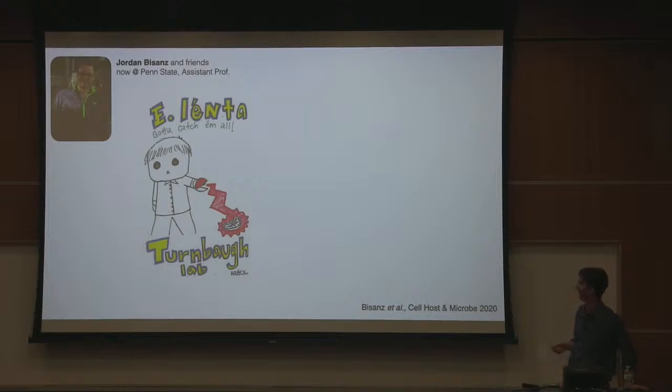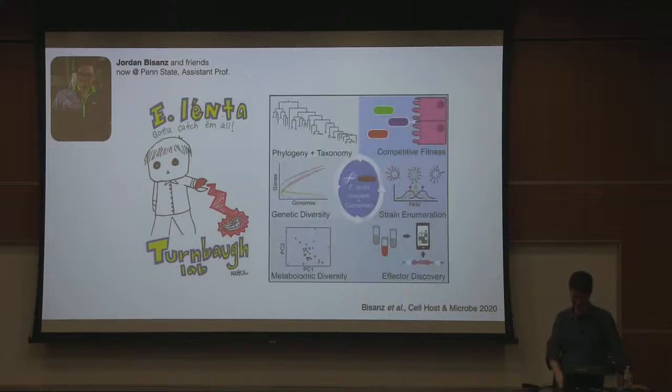The project I want to tell you about today really started with work that Jordan did with others in the lab to collect lots of Elentas. I guess this game is back now, but Pokemon Go, we're running around collecting Elentas. A couple of years ago, he published a paper providing an initial description of this strain collection that we've generated, its genomic diversity, and some pilot metabolomics.